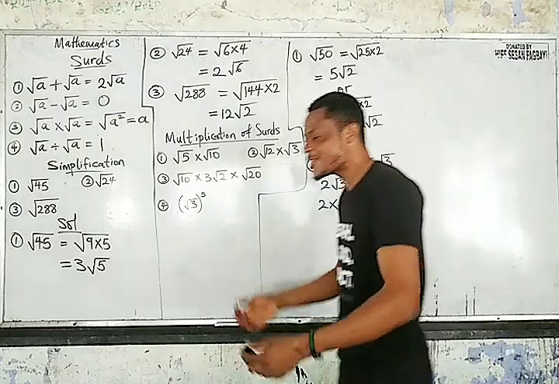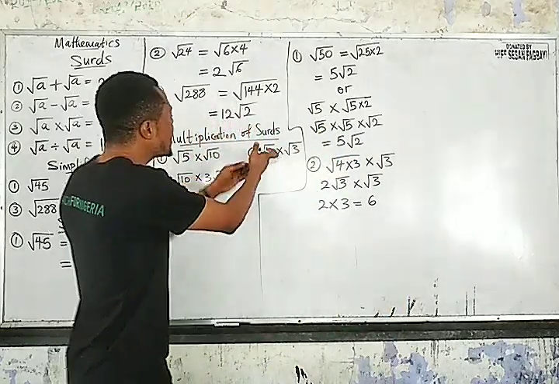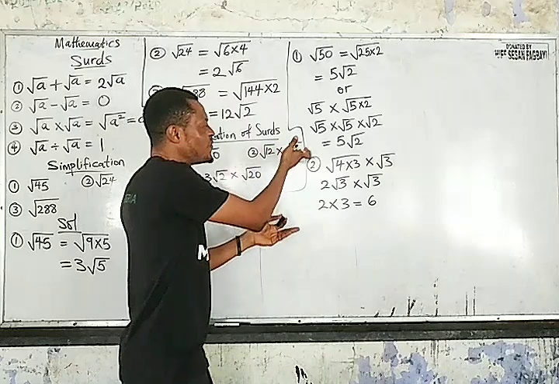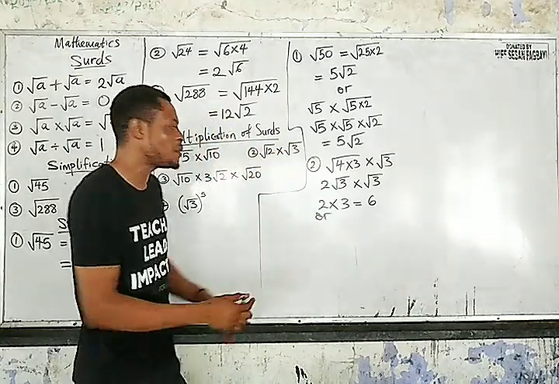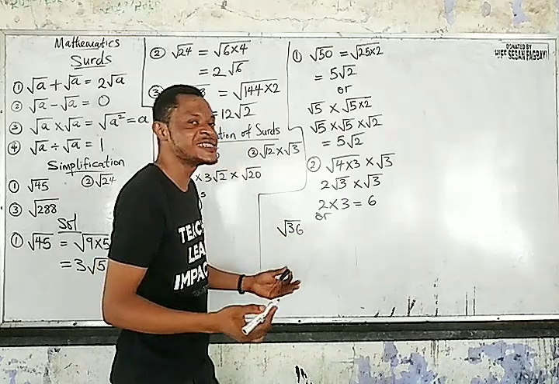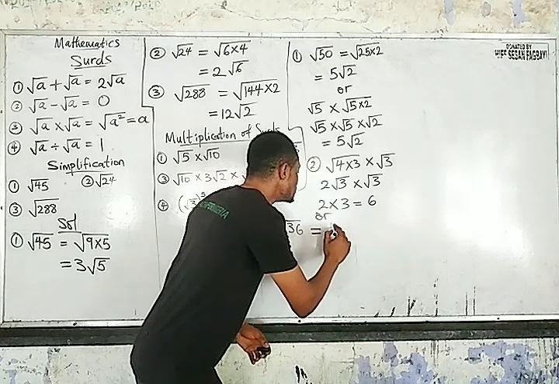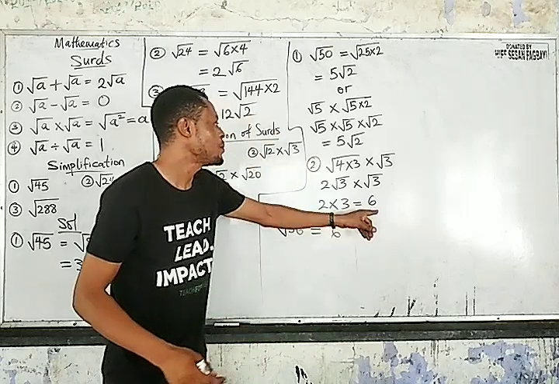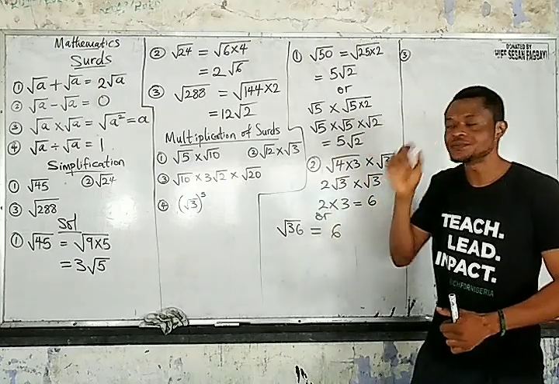But the easier method would be multiplying 12 and 3 together. By the time you multiply them, you have root 36. And this is just straight to the point. Root 36 is going to be 6. Perfect and perfect. Now to the third example.